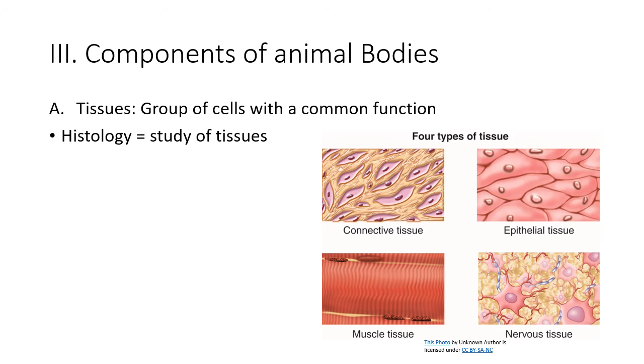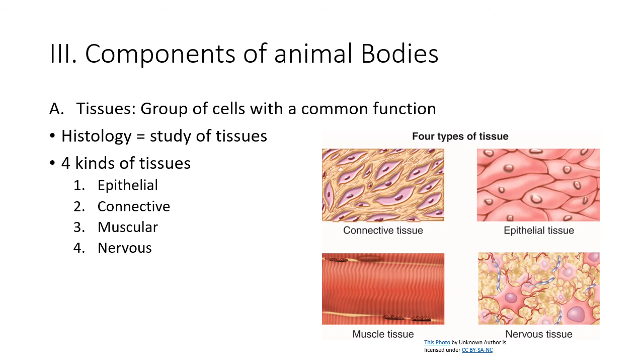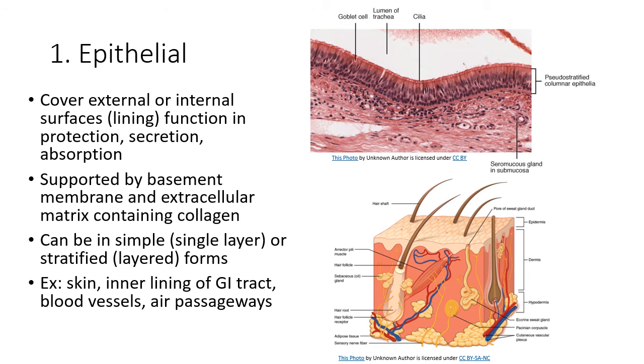All right, we're going to switch and now talk about different types of tissues. If you remember, these are groups of cells with a common function. And histology is looking at the study of tissues, which generally is done under the microscope. There are 4 kinds of tissue. We're going to go over them in a little more detail. Epithelial, connective, muscular, and nervous. We'll start with the epithelial tissue.